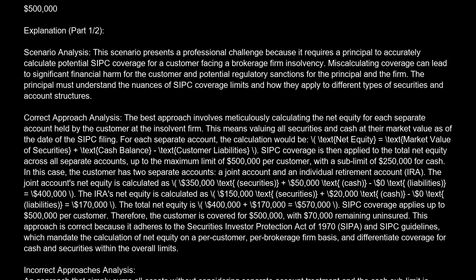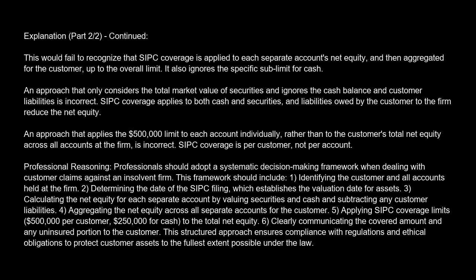An incorrect approach is an analysis that simply sums all assets without considering separate account treatment and the cash sublimit. This would fail to recognize that SIPC coverage is applied to each separate account's net equity and then aggregated for the customer, up to the overall limit. It also ignores the specific sublimit for cash.